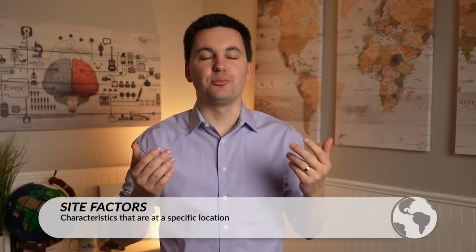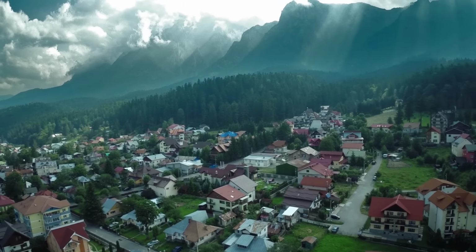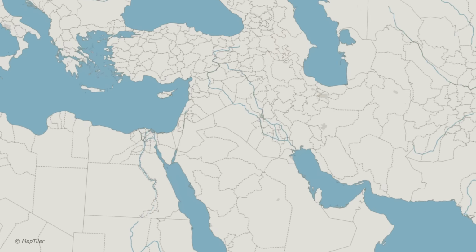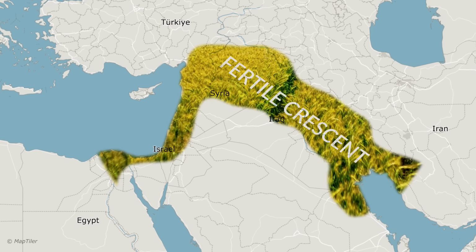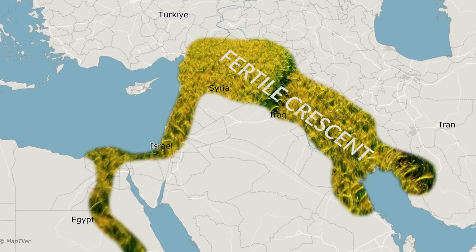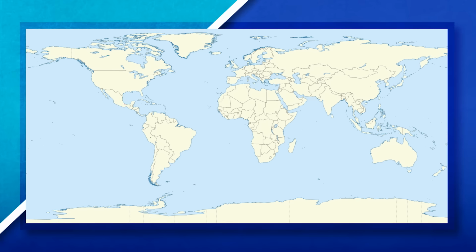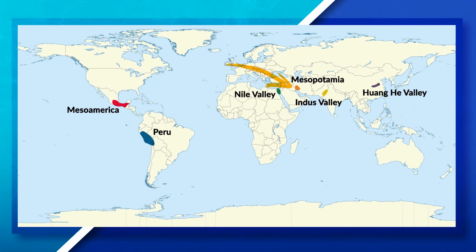Site factors often help determine what types of activities will happen at a place, or where a settlement will be located. For example, one of the reasons why the Fertile Crescent saw the creation of civilizations such as Mesopotamia and the first agricultural revolution was because of the site factors that exist in the area. Fun fact, Mesopotamia was actually one of the 6 hearths of urbanization in the world, as you can see here.